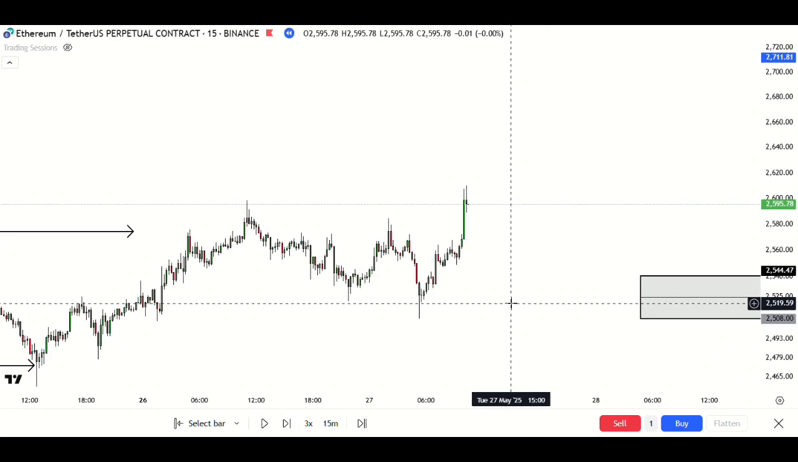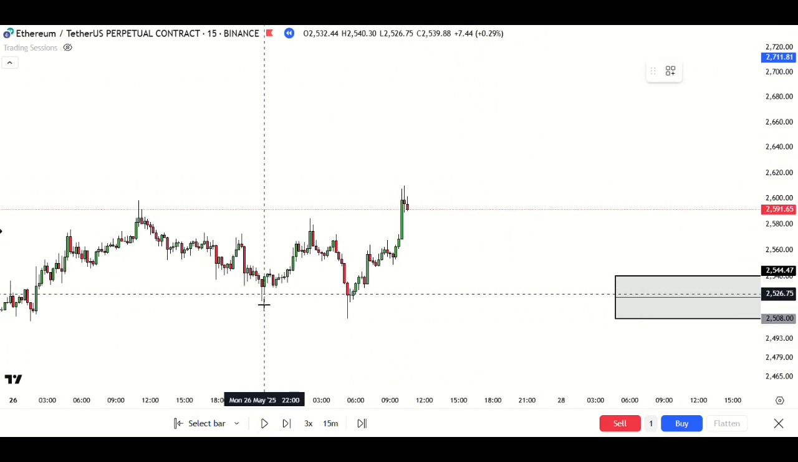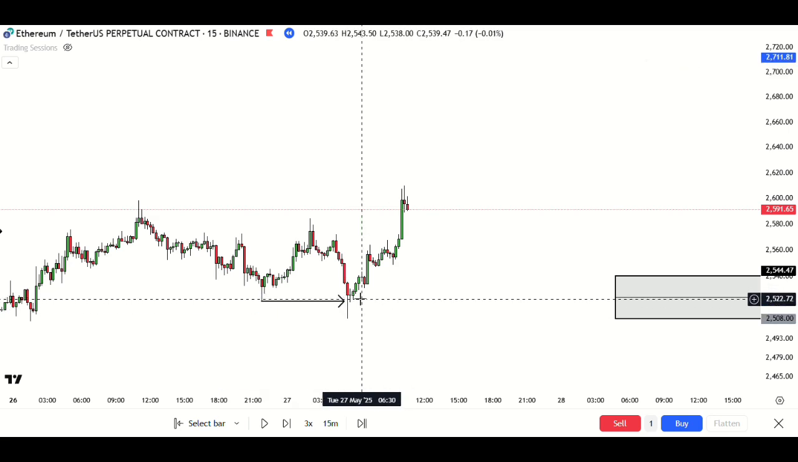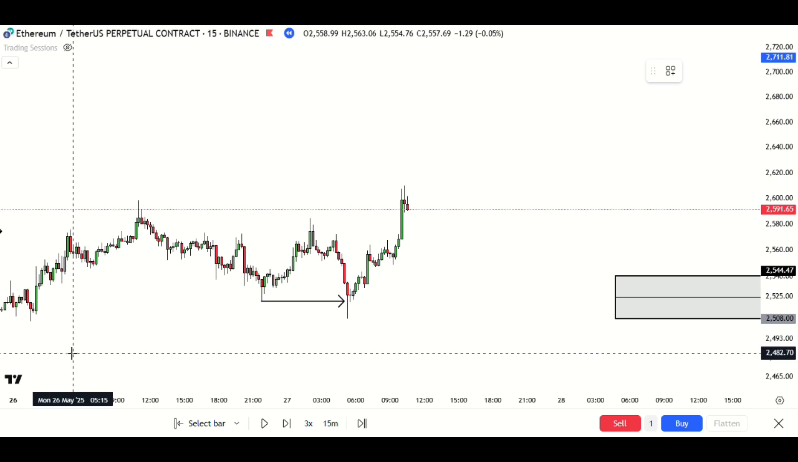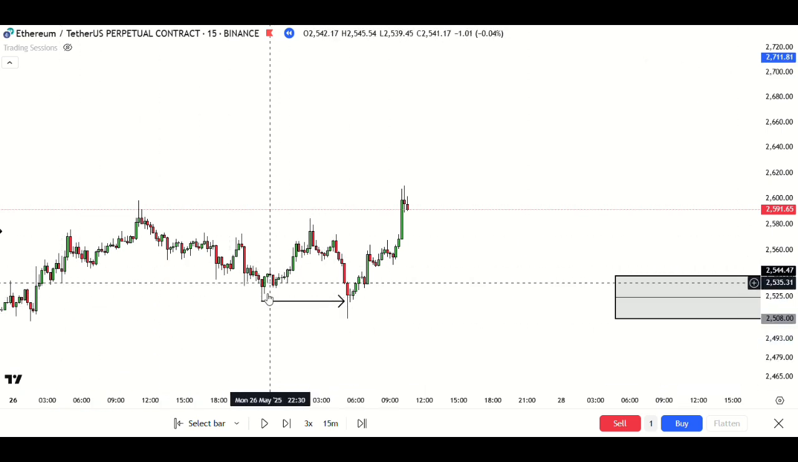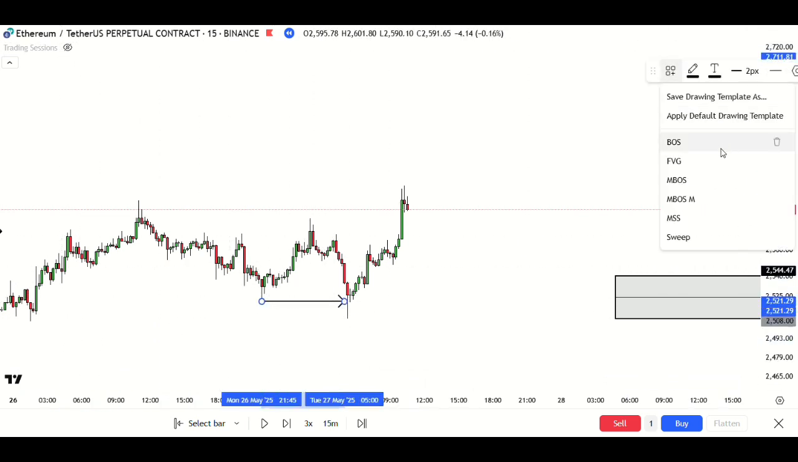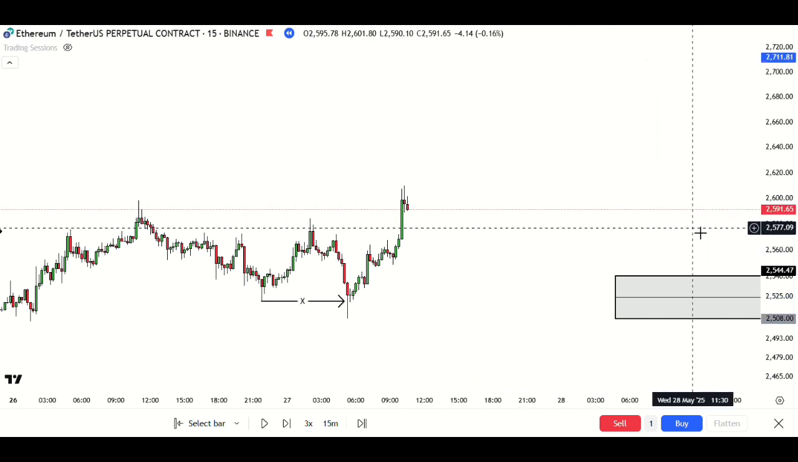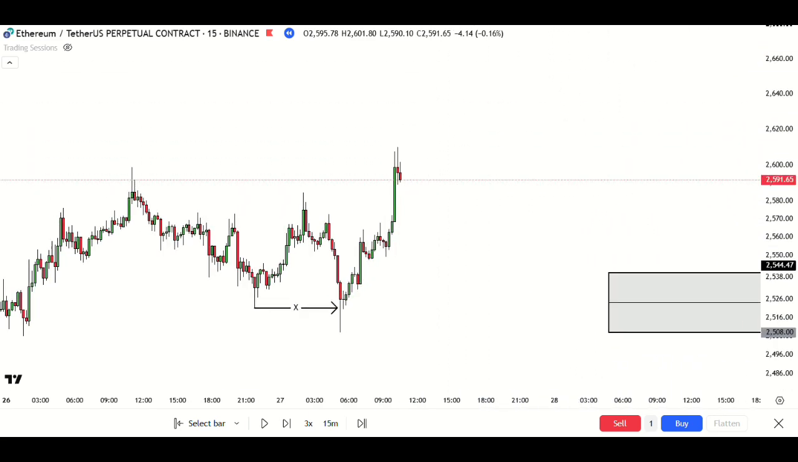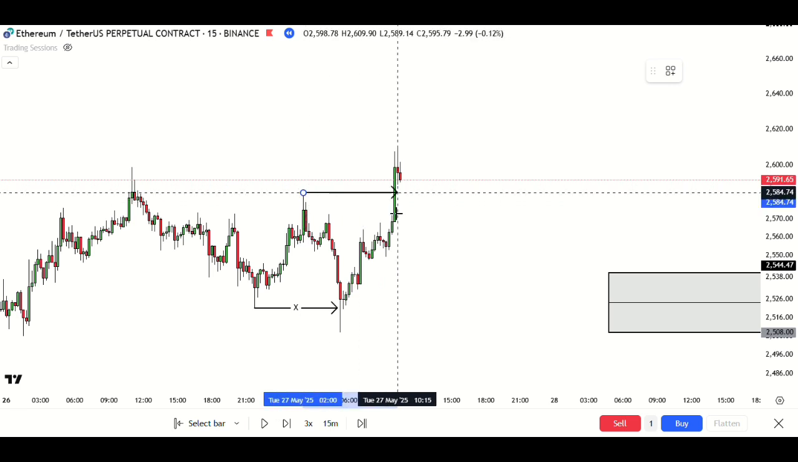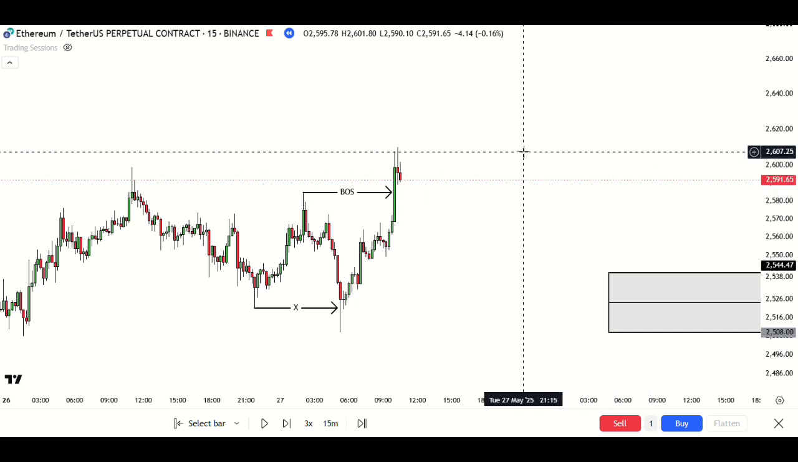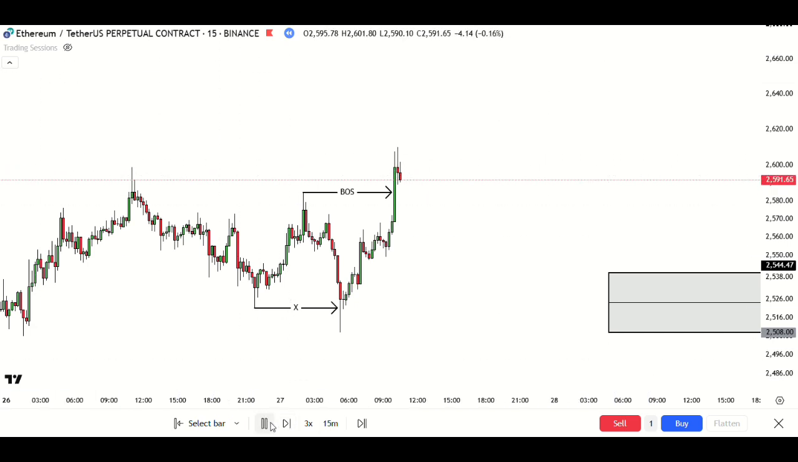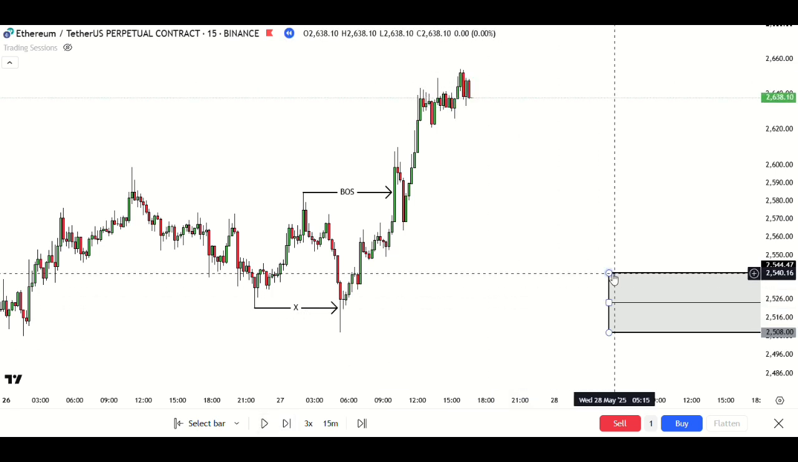Now what is a sweep? A sweep is basically the market taking out wicks before heading up in a direction, right? So we will count this thing right here as a sweep, because the market took out those orders and it went back up, and we'll count this as our break of structure. So now let's just keep playing it.